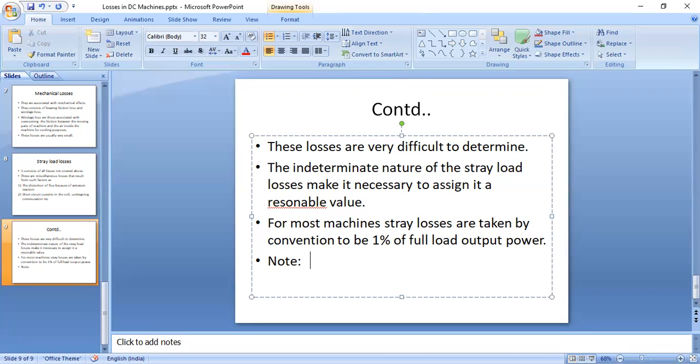And there is one note. There is something called stray power loss, which is different from stray load losses. That is a different thing. Please don't confuse this with the stray load losses.